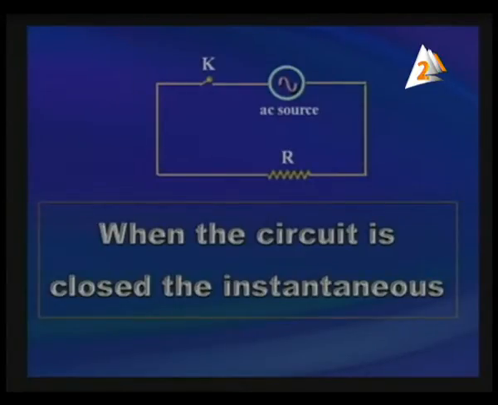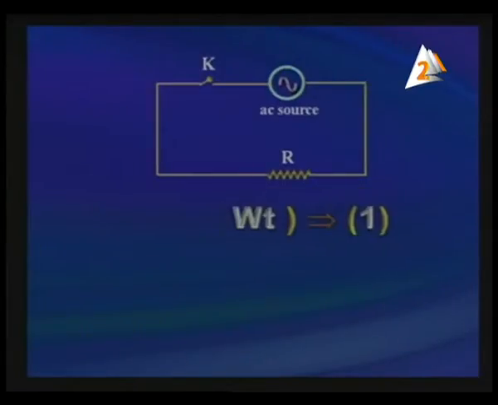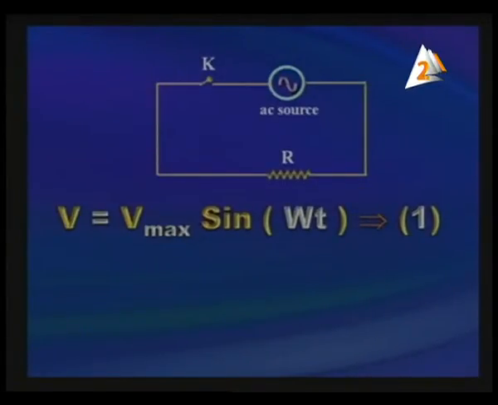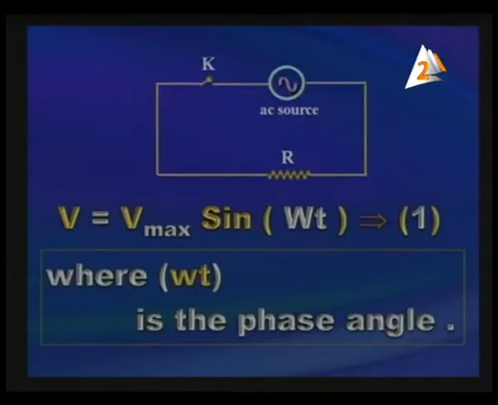When the circuit shown in front of you is closed, the instantaneous potential difference across the resistor is given by, yes, the voltage of the dynamo. V instantaneous voltage is equal to V maximum sine omega t. This is the first equation. We want the relation that represents the current. So this equation is divided by the resistance. And let me remind you something, omega t is the phase angle.